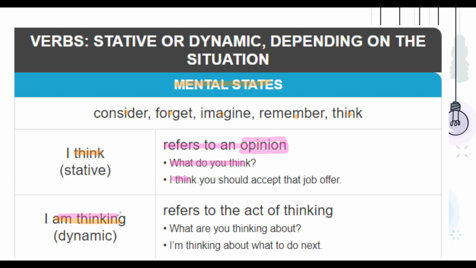But I am thinking is more like I'm actually doing the action of using my brain, right? It refers to the act of thinking, of using your brain to try to have some ideas. Like, what are you thinking about? Or I'm thinking about what to do next. So right now, I'm using my brain to do something else. So the act of thinking. It's a very small difference, or maybe a difference that is not very obvious, but it's still very important for you to know and to understand how to use each of these.